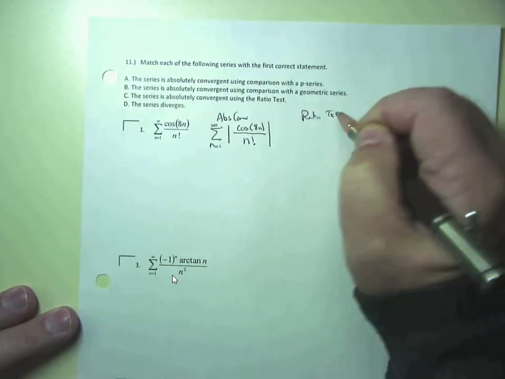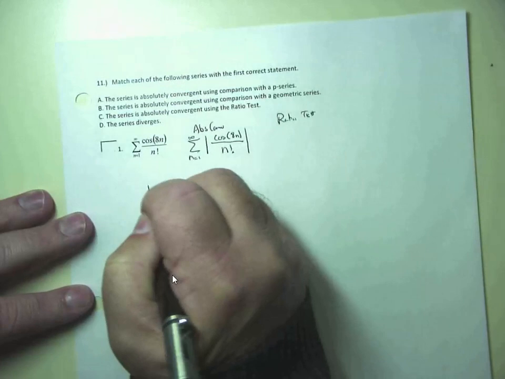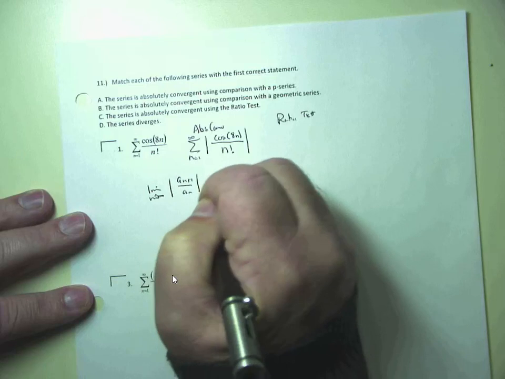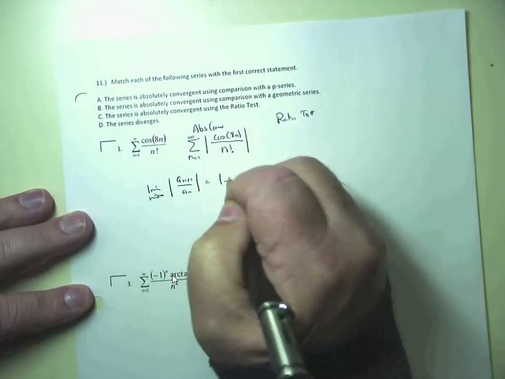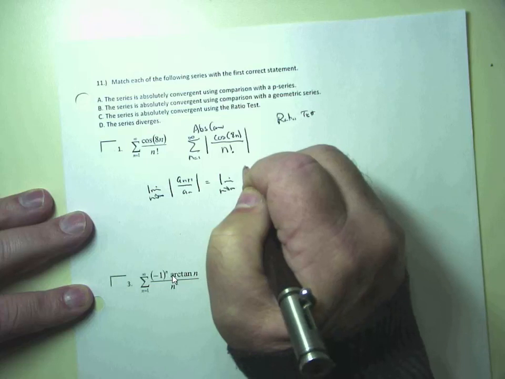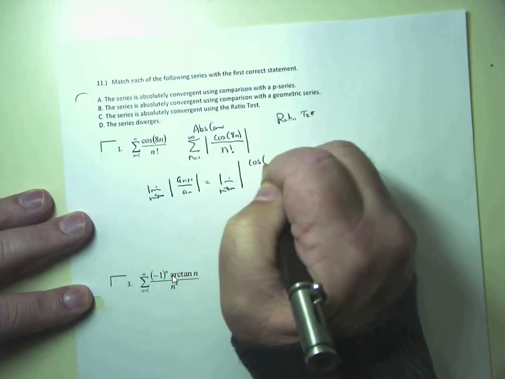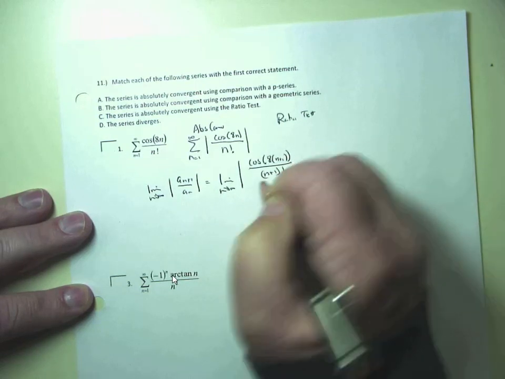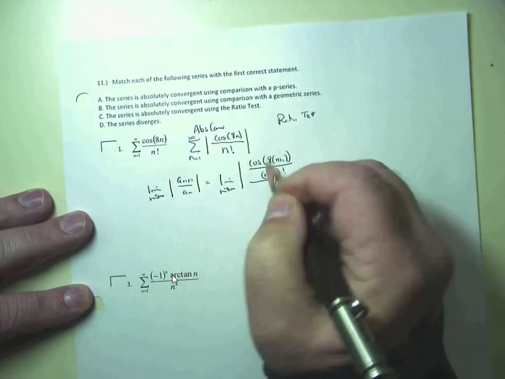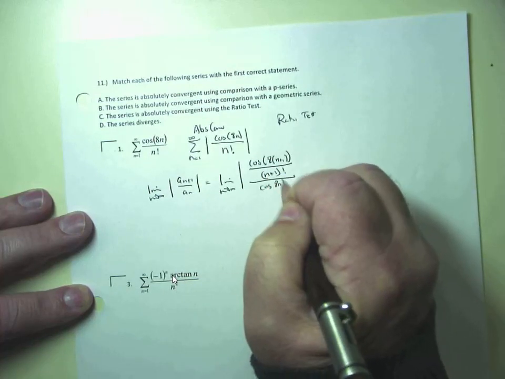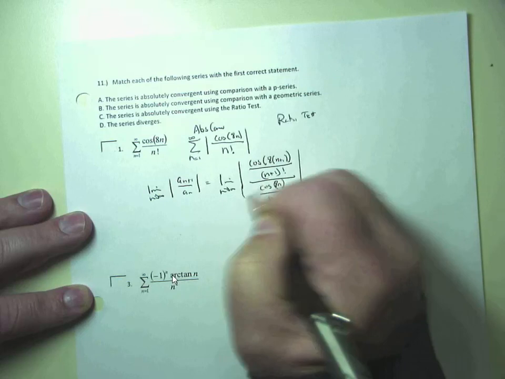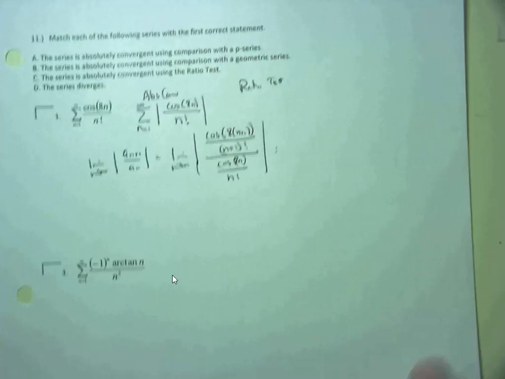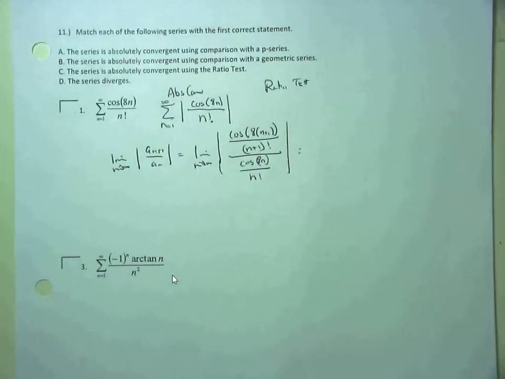So I'm going to show you the ratio test. I'm going to take the limit as n approaches infinity of the absolute value of a_{n+1} over a_n. This will be the limit as n approaches infinity of the absolute value of cosine of 8(n+1) over (n+1) factorial, divided by a_n, which is just a copy of cosine of 8n over n factorial. The trick that saves people lots of time is to invert, multiply, and clean this up.